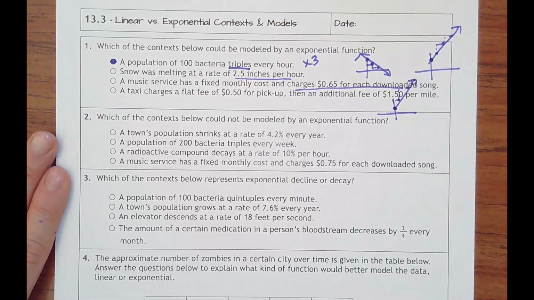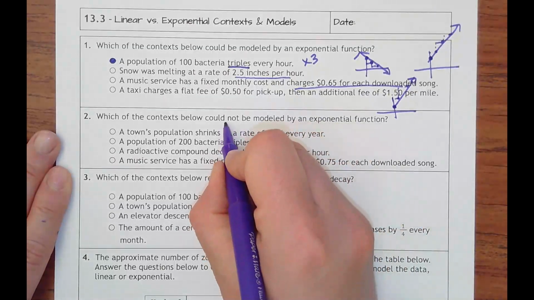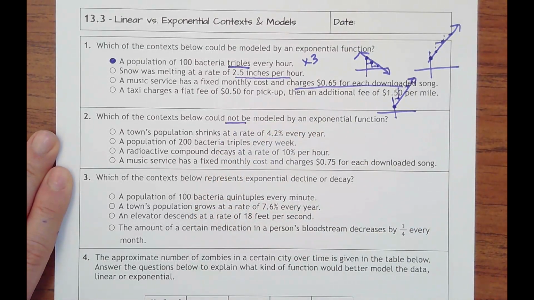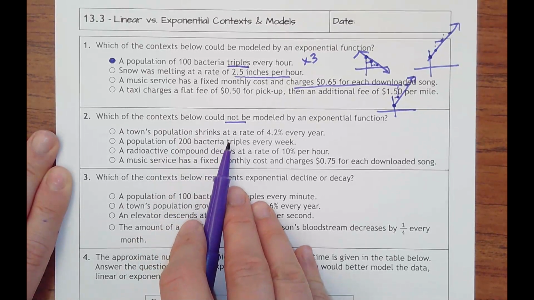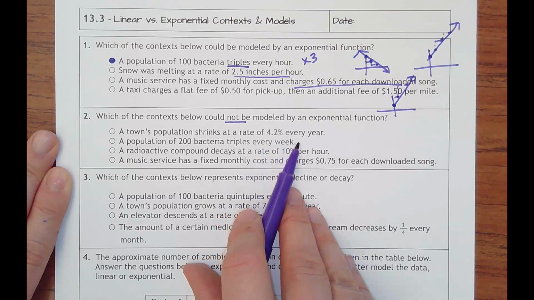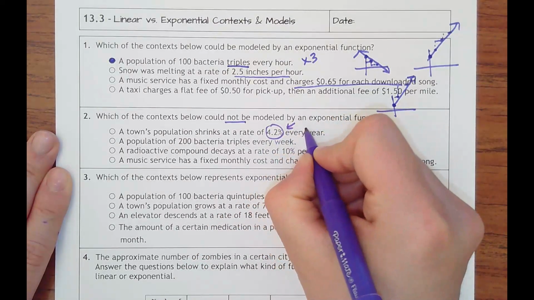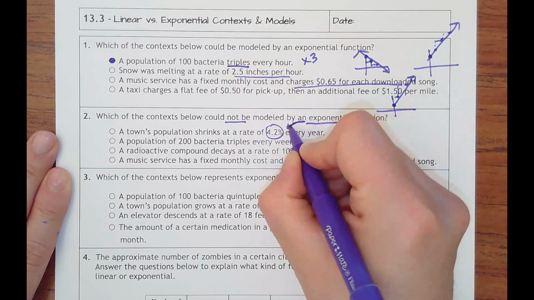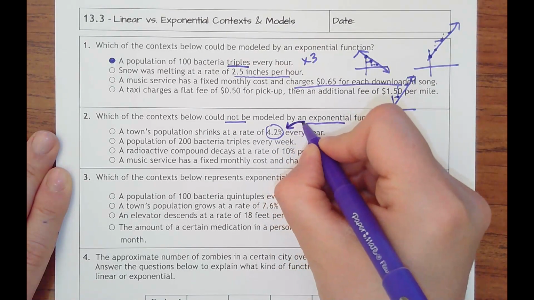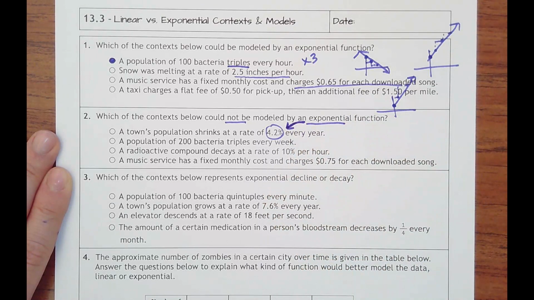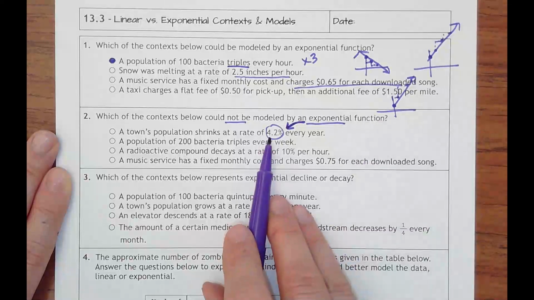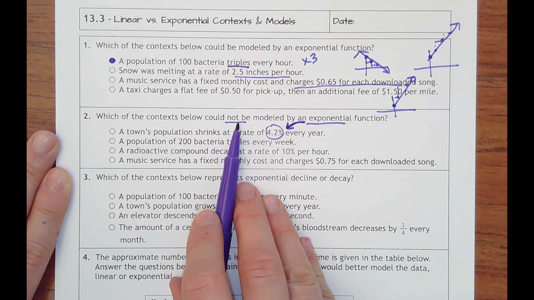Number 2, which of the contexts below could not, so make sure you're reading, could not be modeled by an exponential function? A town's population shrinks at a rate of 4.2% every year. So percents are also exponential, just so you know. Percents, because they are a part, they're a ratio, they're a fraction of what they previously were. So percents do count as exponential. So that one is, we're looking for the one that is not.